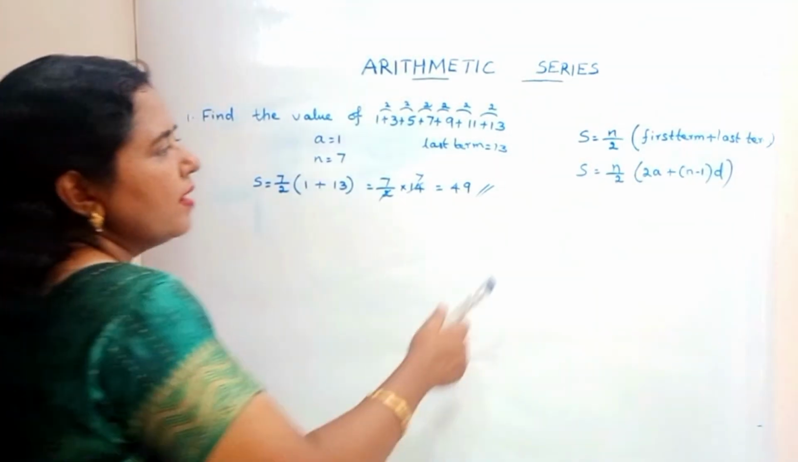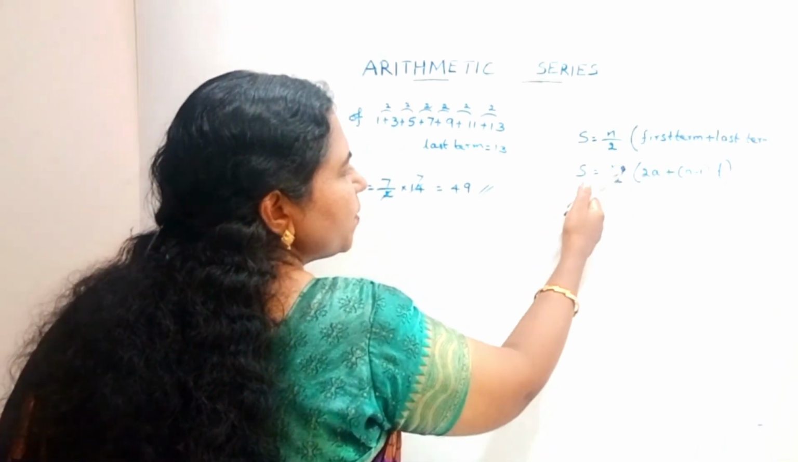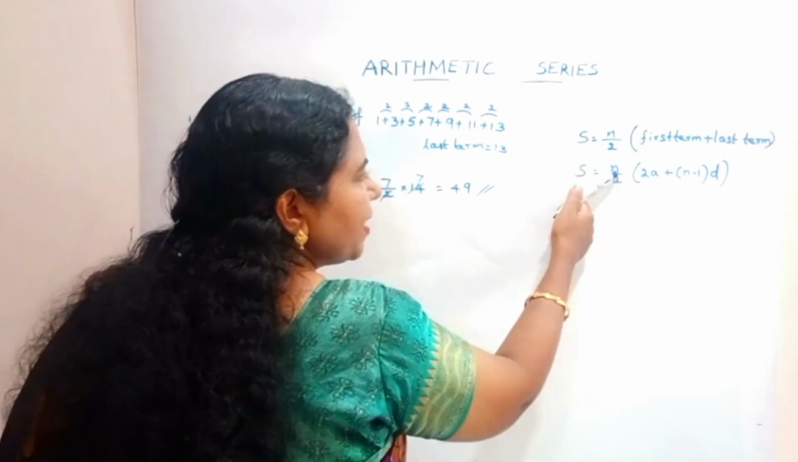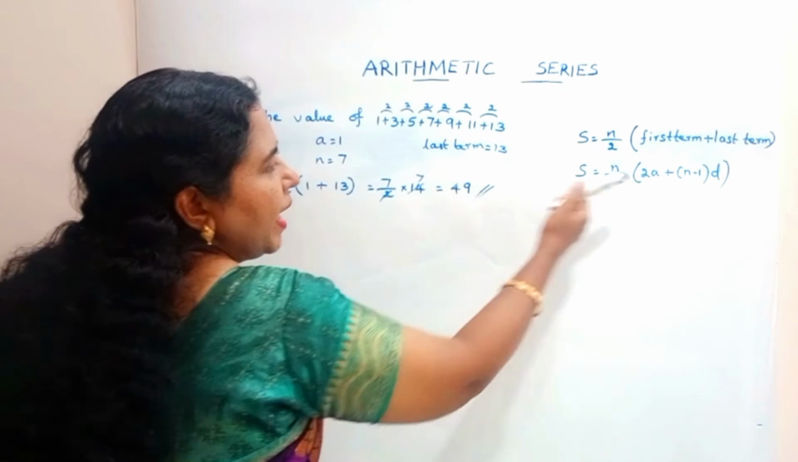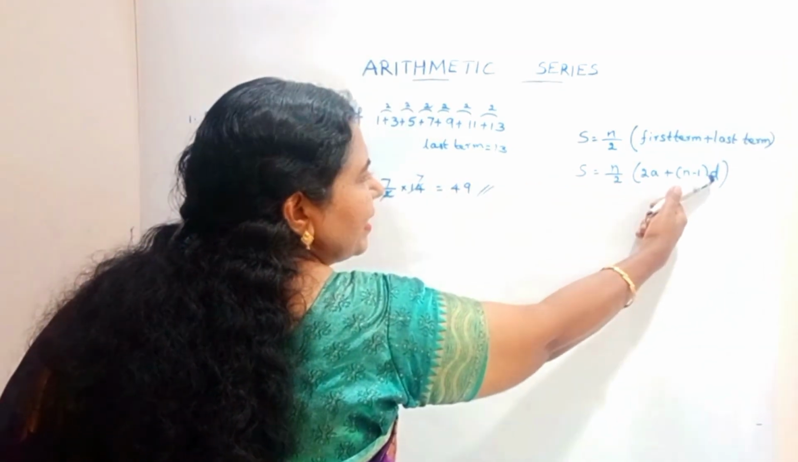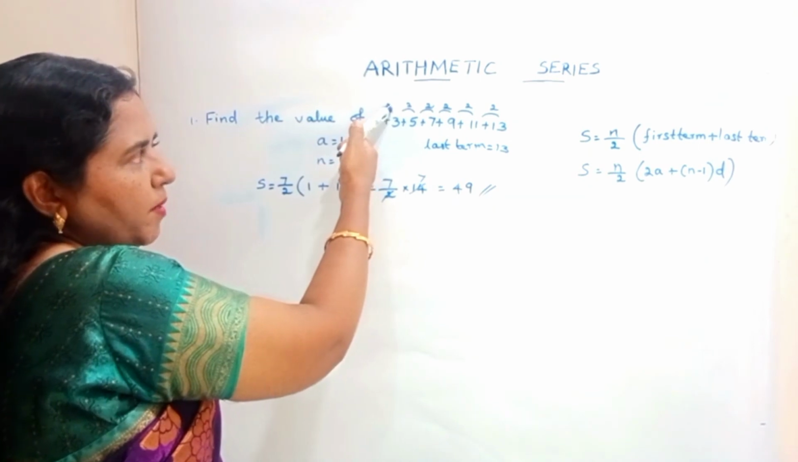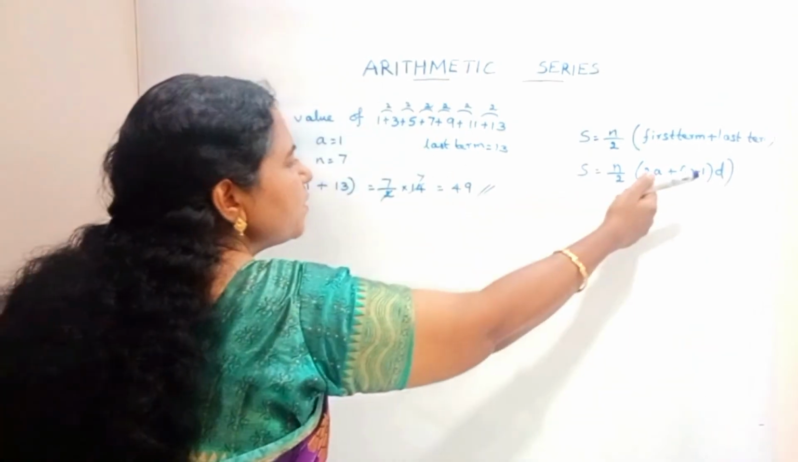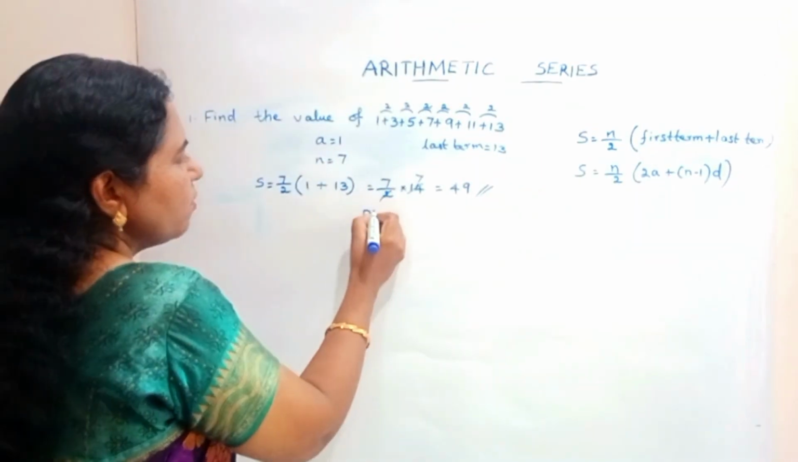So now, coming to the second formula, S is equal to n by 2 into 2a plus n minus 1 into d. So here the value of n is known, the value of a is known, and we need the value of d. d is nothing but the common difference. Already we have found out the value of the common difference. It is equal to 2. So we can solve this problem by using this formula also. So we can see that method also.